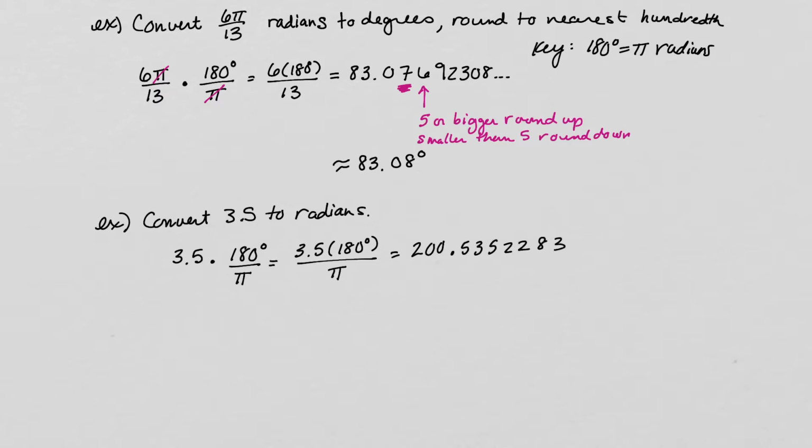This would end up being 200.5352283. And again, we're trying to round to this decimal place here. I have a 5 in this decimal place, so we're going to round up. So 200.54. So does that help with that problem, Jelena?